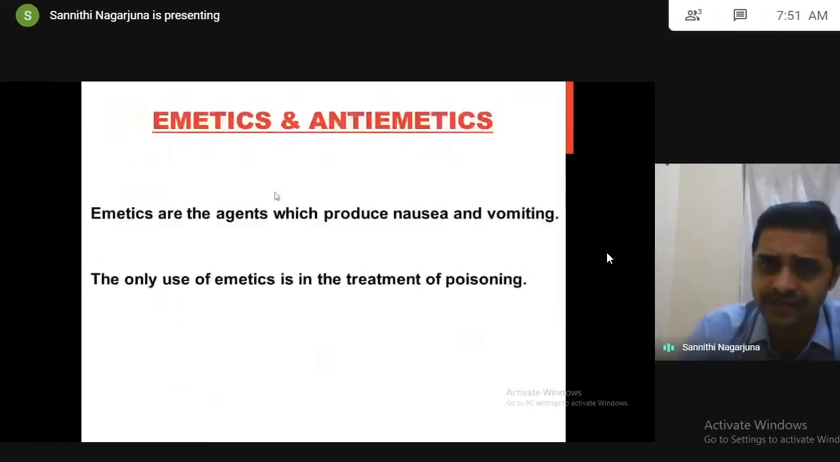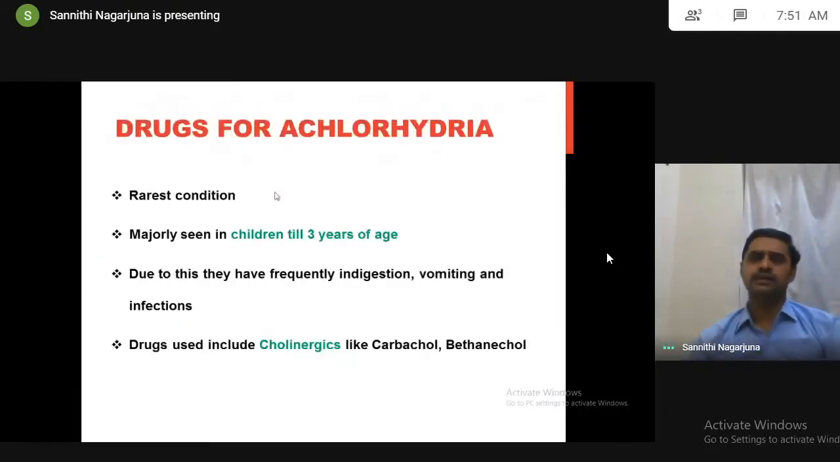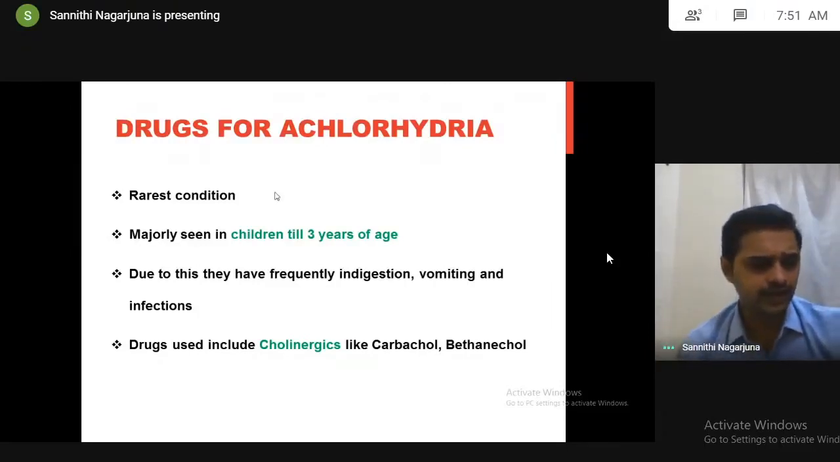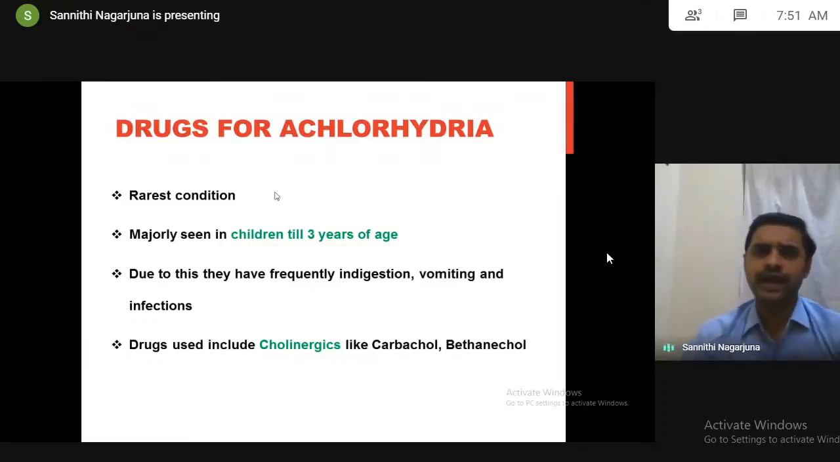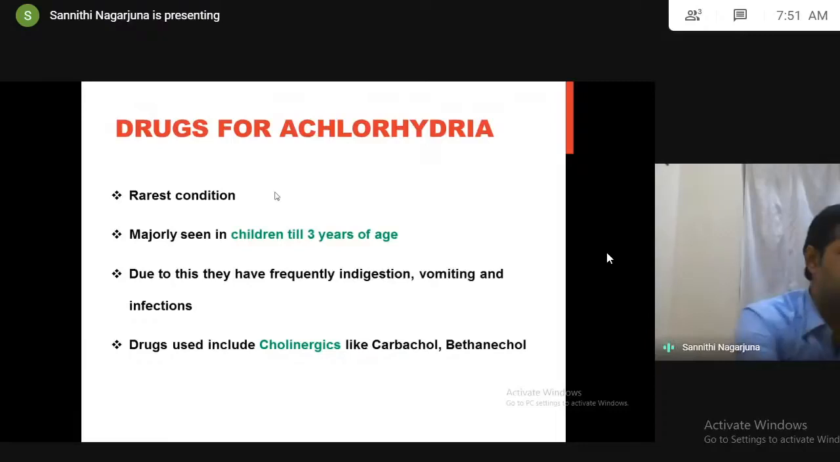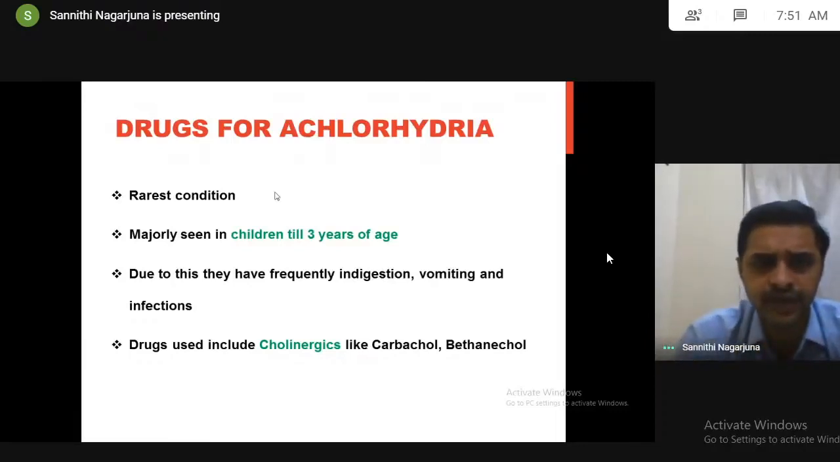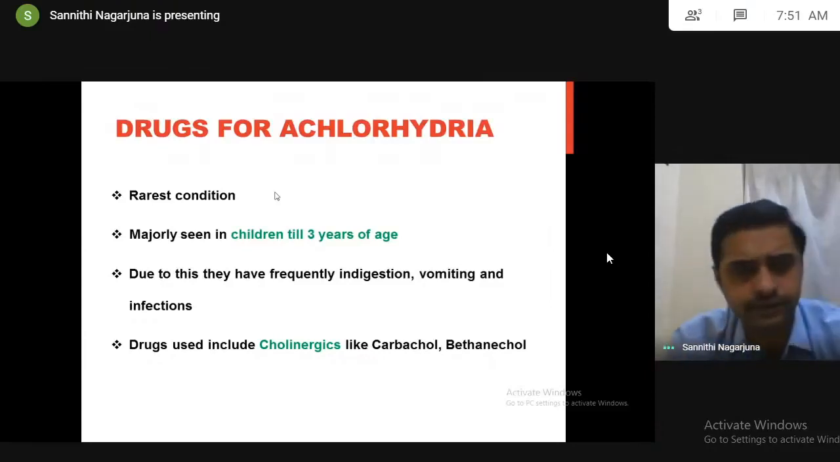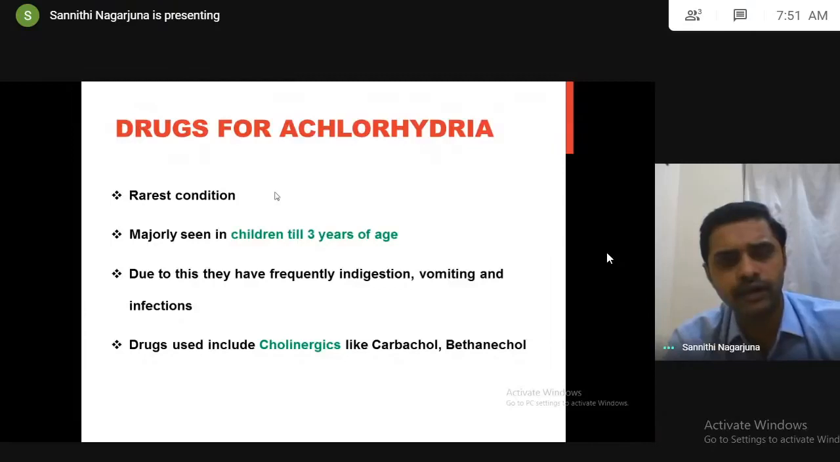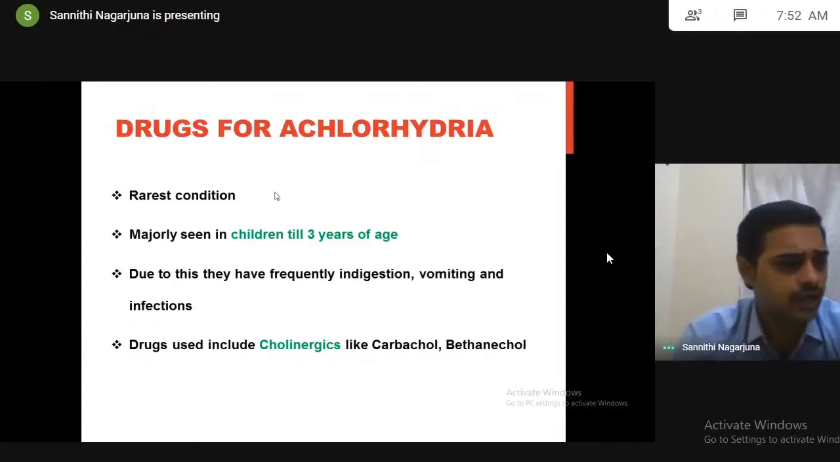Coming to another rare condition, that is drugs for achlorhydria. Please try to understand this rare condition. It is not generally observed. Ulcer is very common, but achlorhydria is much less common. From the name itself, we can understand easily: a rare condition, absence of HCl secretion, nothing but decreased acid secretion. Achlorhydria means absence or decreased acid secretion. This is a very rarely observed condition.